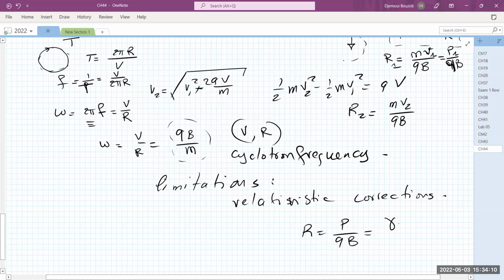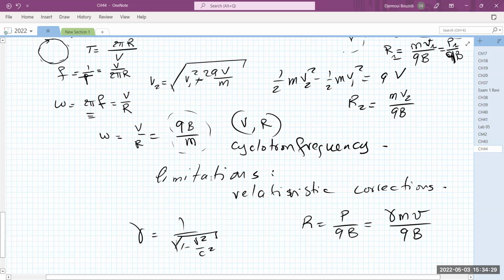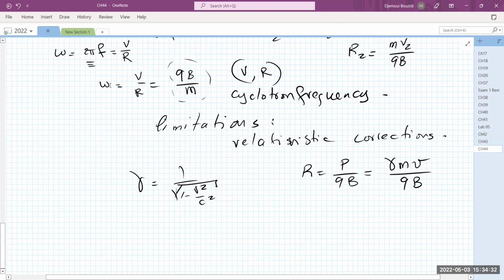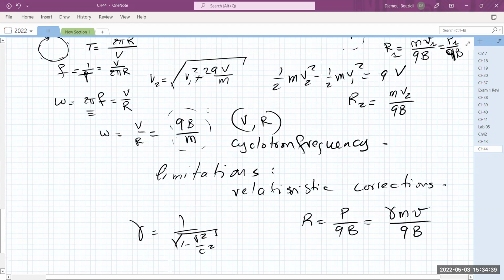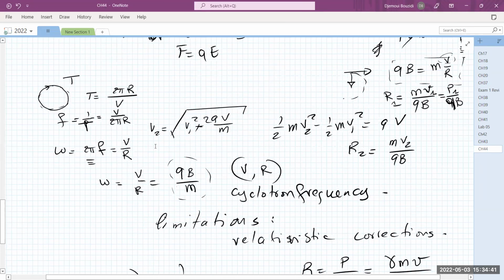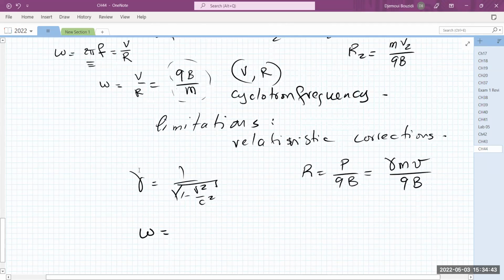And the simplest version of the momentum in relativity is gamma m v over qB, where gamma is the Lorentz factor, which is 1 over the square root of 1 minus v squared over c squared. So when the velocity becomes too big, when you're accelerating and becoming excited about it, you will find that there is a problem. And I will tell you where that problem is. That expression of omega, which really has to do with the velocity in here.